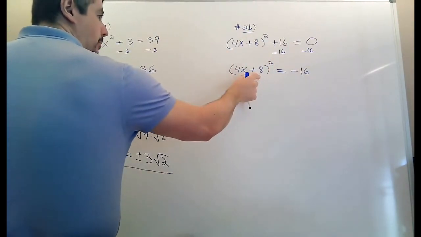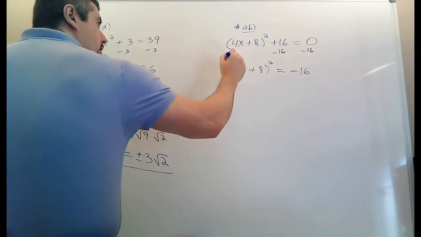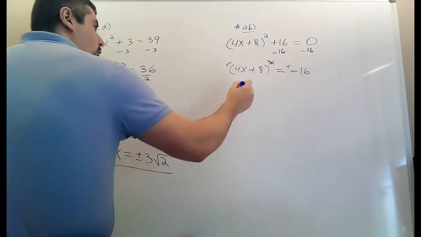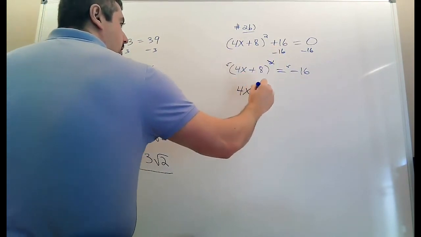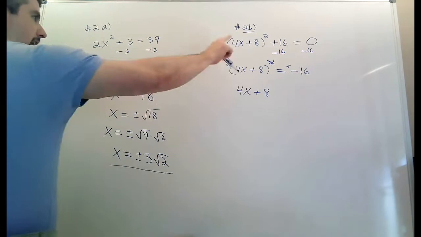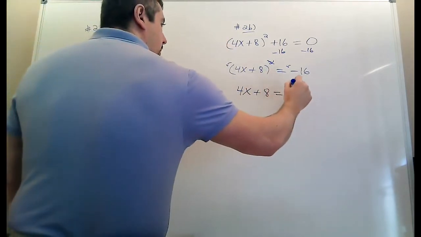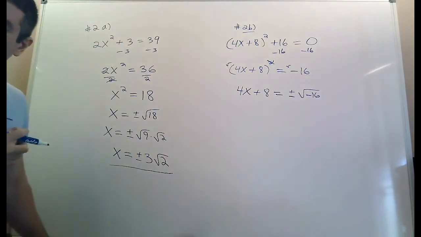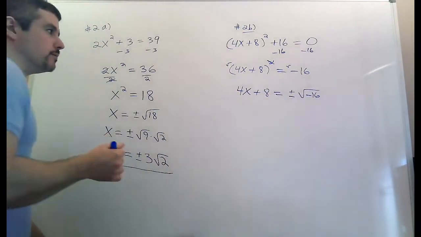Now, again, you're not multiplying this out. I want to get rid of this. I want to take the square root of both sides so I can kill that squared. So I'm going to do that. I'm going to take the square root of this side, which knocks out the 2, and I'm going to put plus and minus radical negative 16 on the other side. Right? That's the game. Take the square root.